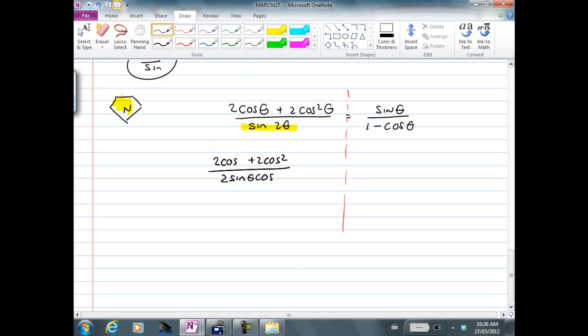You said if you see it, use it. Yep. That's talking about double angles. That's not cos 2 theta. No, it's not cos 2 theta. That's cos squared theta.